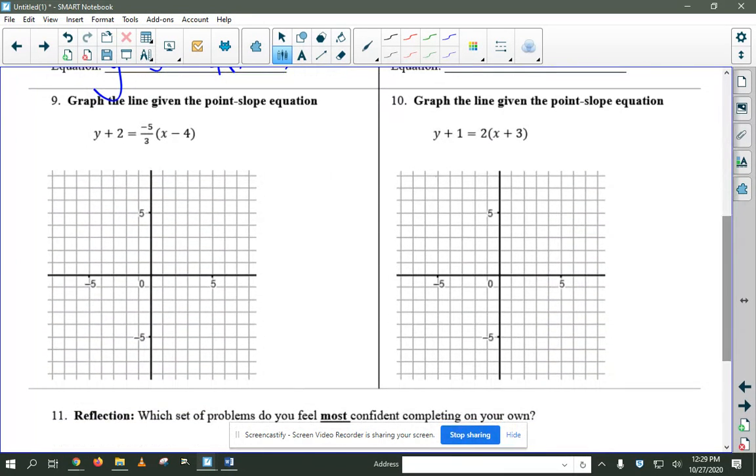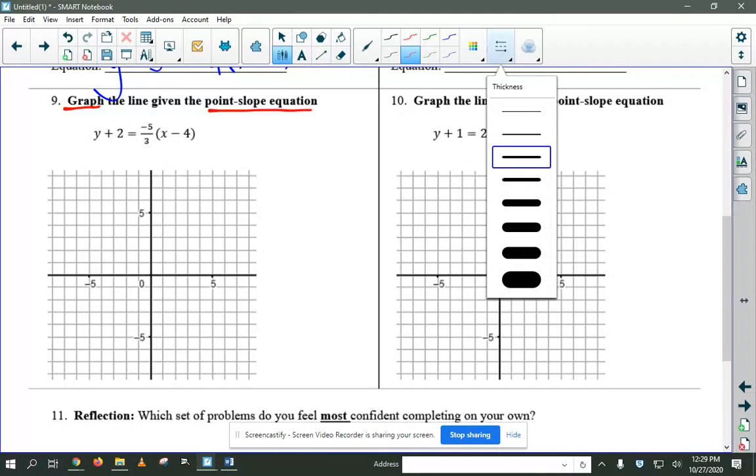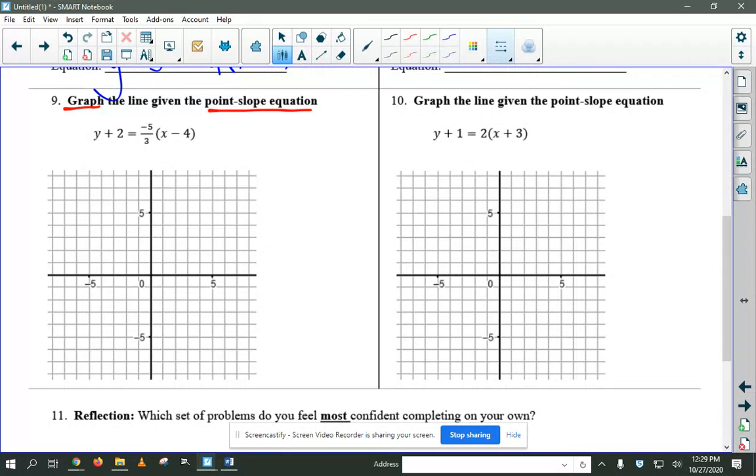Last but not least is problem 9. It says graph the line given the point slope equation. We're going to graph and we're given a point slope equation. Okay, so again, the information that I can get from a point slope equation is a point. So I have to be able to pick a point out. And the slope, I should be able to pick the slope out. The slope I think is the easiest. This is the number in that point slope equation, and so my slope is -5/3. But again, I can't use my slope until I have at least a point on my graph. So my next job is to pick out the point.